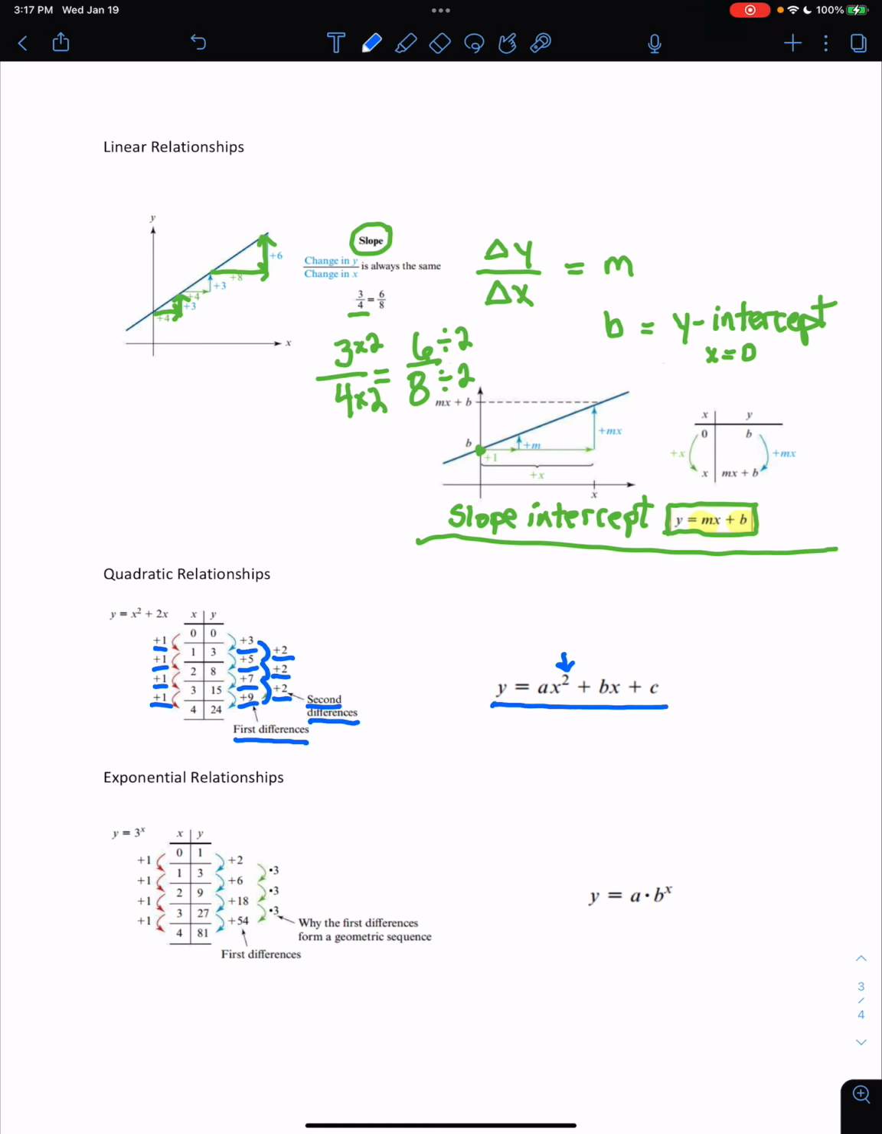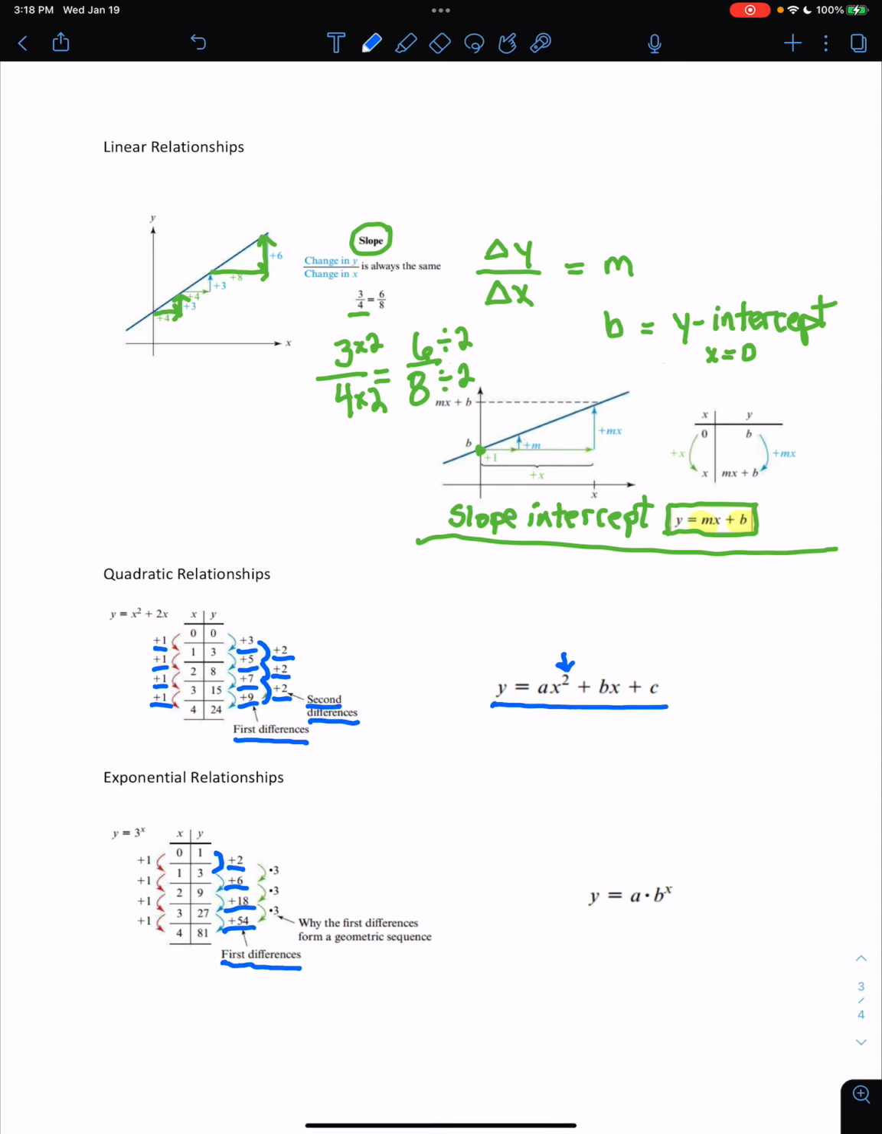So for these, and again, we saw these in our unit on sequences or our videos on sequences. So here, again, we're looking at differences between the y values. So first we have a +2, +6, +18, +54. Not very consistent in the first differences.